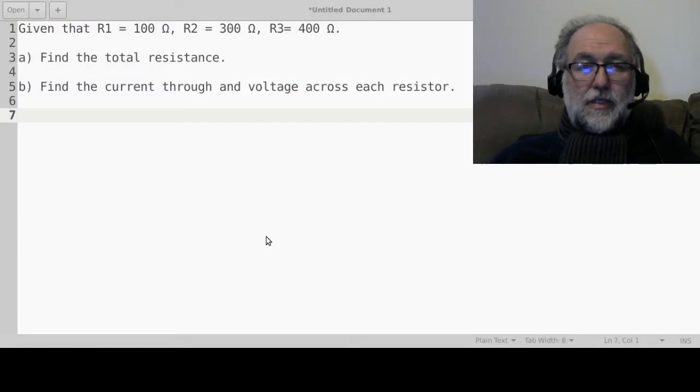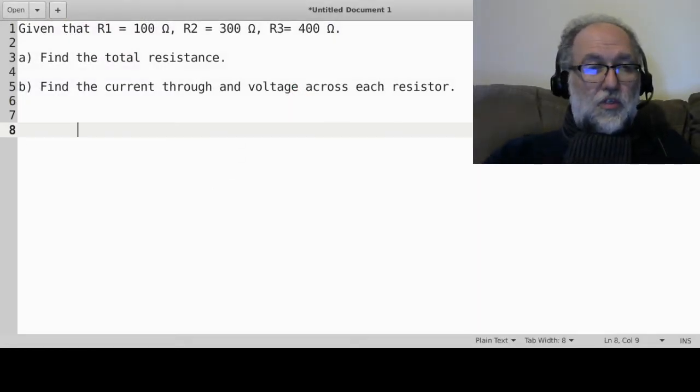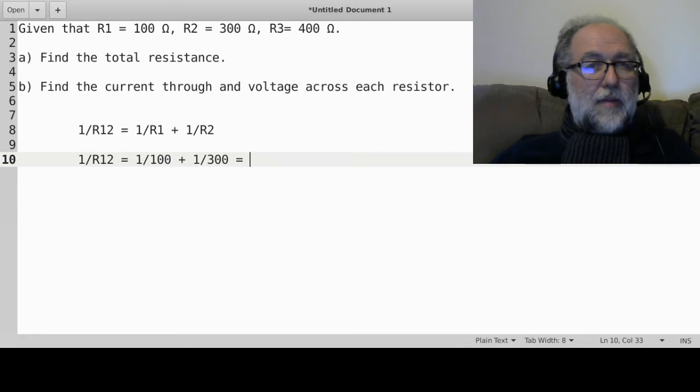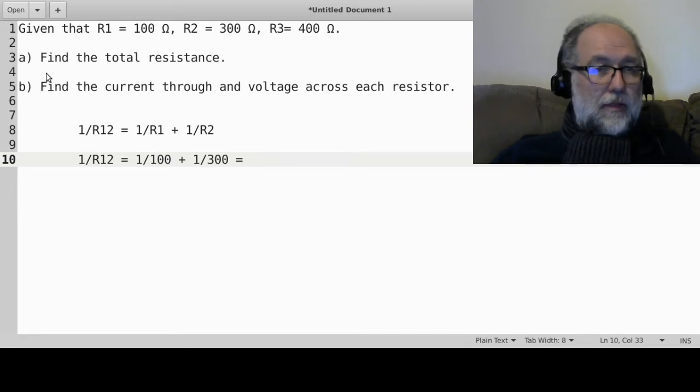So let's go back to this and calculate R1,2. For resistors in parallel, it's the reciprocals that add. So 1 over R1,2 is going to equal the reciprocal of R1 plus the reciprocal of R2. So 1 over R1,2 equals 1 divided by R1, which is 100, plus 1 divided by R2, which is 300. And so that's going to equal, I need my calculator.